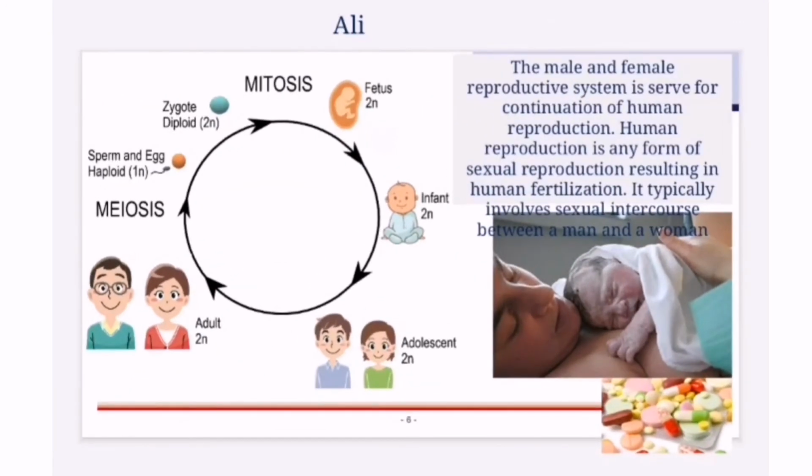Next, male and female reproduce for the continuation of reproduction. Human reproduction is any form of sexual reproduction resulting in human fertilization. It typically involves sexual intercourse between a man and a woman. Here sperm and egg combine to form a zygote, and through mitosis it forms a fetus and then an infant.